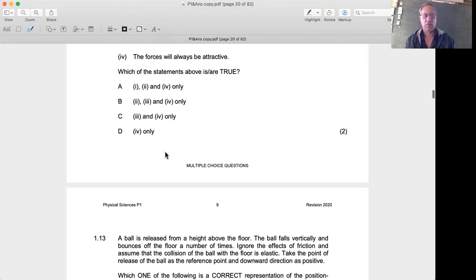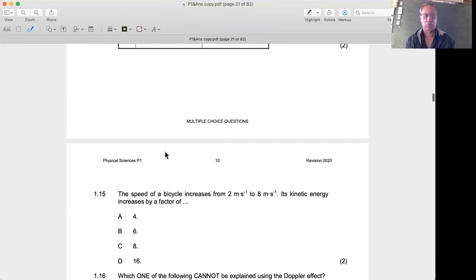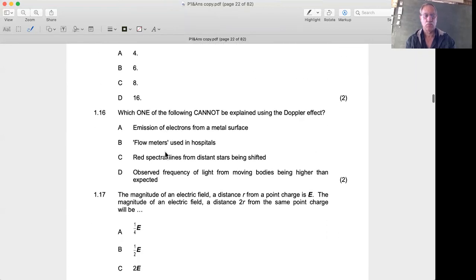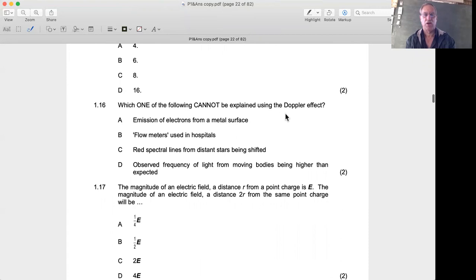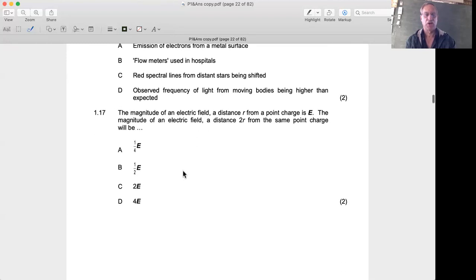Let's have a look here. Which one of the following cannot be explained using the Doppler effect? Emission of electrons, that's the photoelectric effect. Flow meters in hospitals, that's Doppler. Red spectral lines from distant stars, that's Doppler. Observed frequency of light from moving bodies being higher, so that's Doppler. So it's obviously A, which is the photoelectric effect.